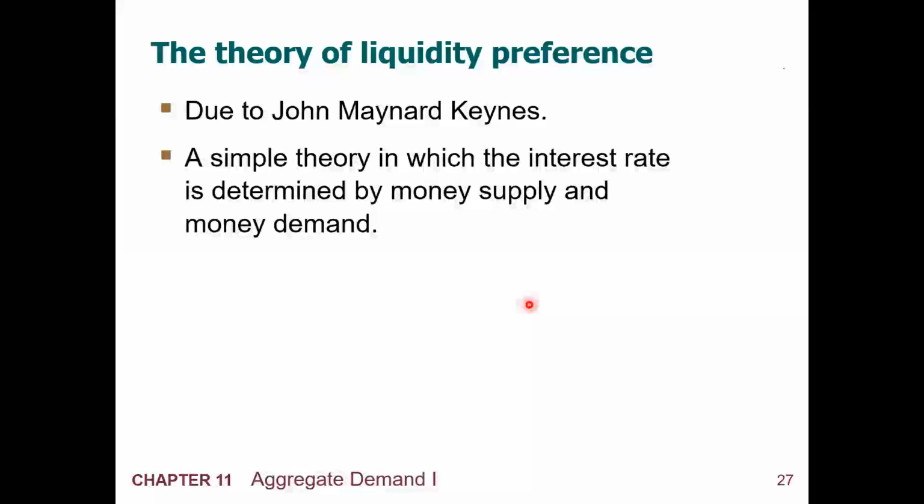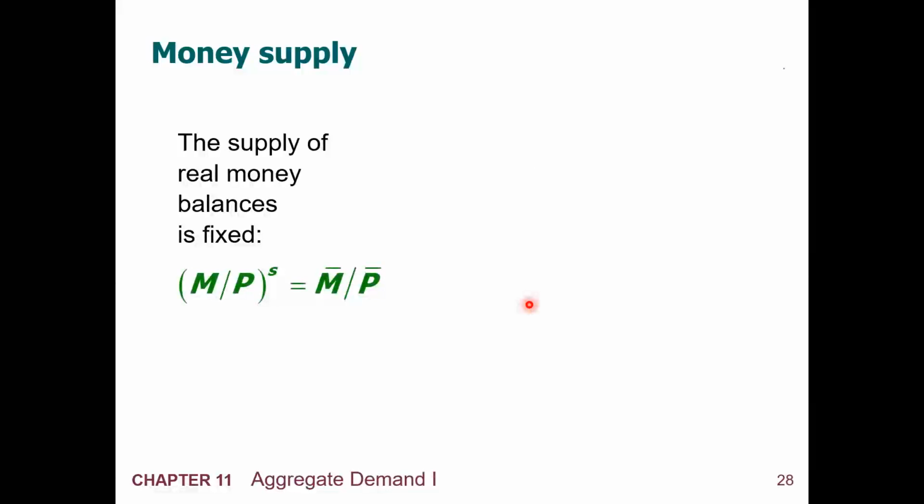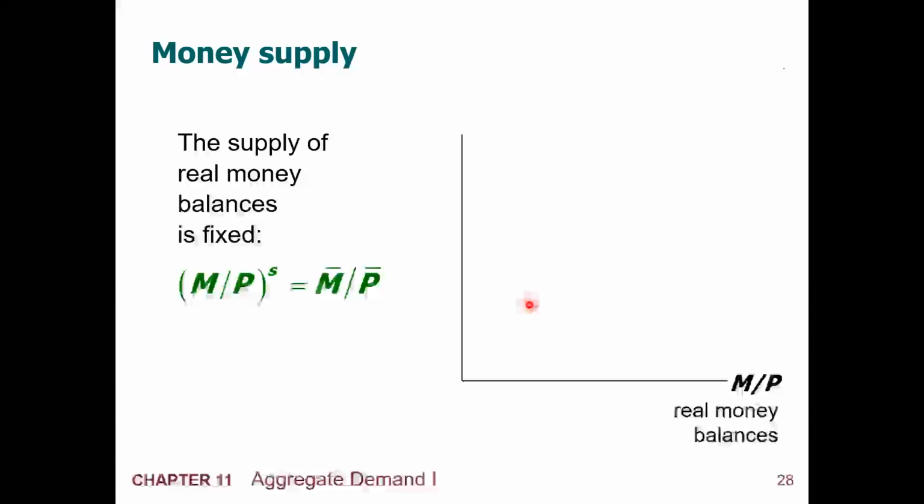So due to John Maynard Keynes, a simple theory in which the interest rate is determined by the money supply and the money demand. So this is where we're going to really go into the LM. The supply of money, or the supply of real money balance, is fixed, right? So we're going to see a vertical line to show that money supply is fixed.